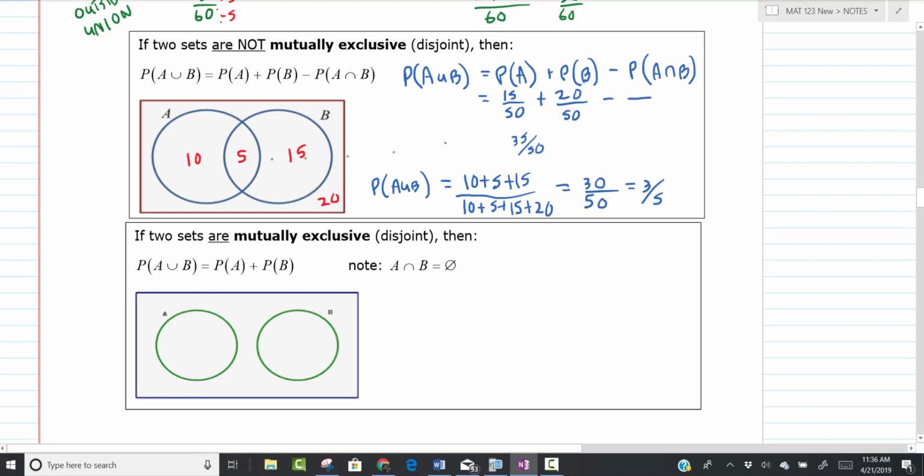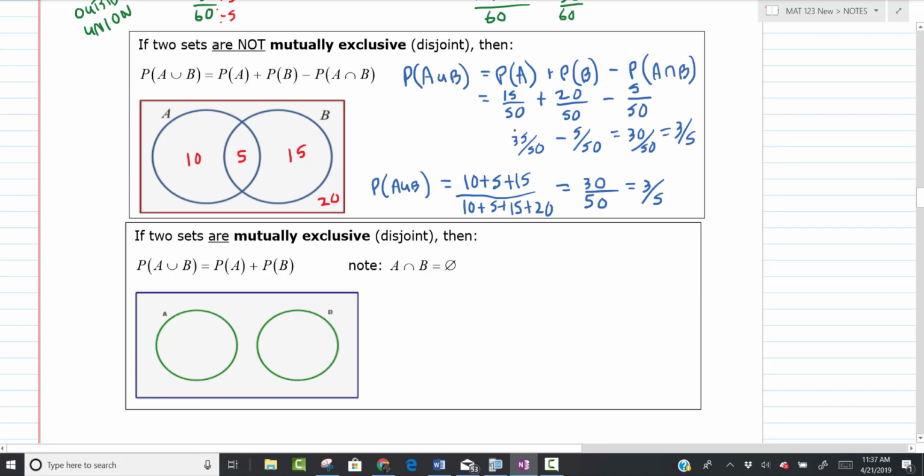The probability of the intersection is 5 out of 50. So now you have the 35 out of 50 minus the 5 out of 50, which gives you 30 out of 50, or 3/5. If you don't subtract that intersection, then you're counting it twice. Does that make sense? That's why you have to do that. You can't count the intersection twice, and you've counted the 5 twice. You've counted it in the probability of A and the probability of B. That's why you turned out with too big of a number.